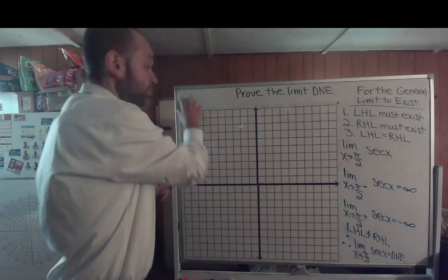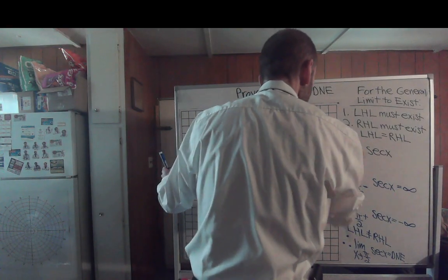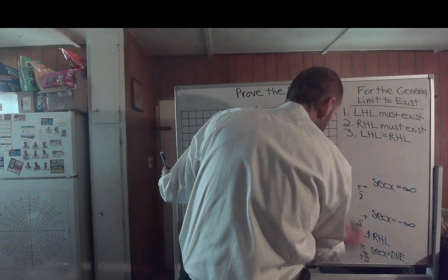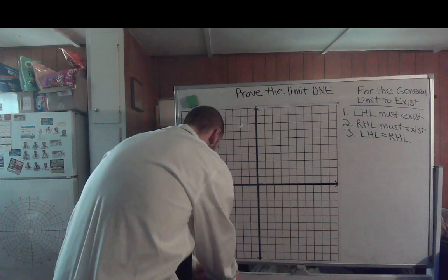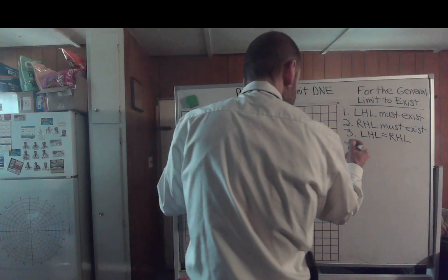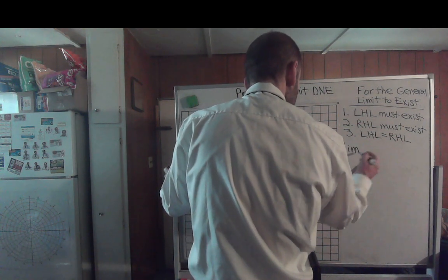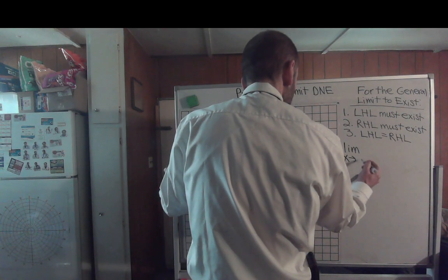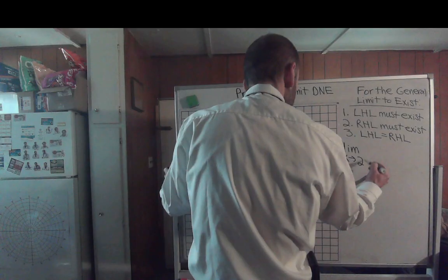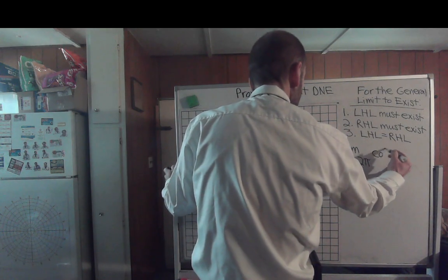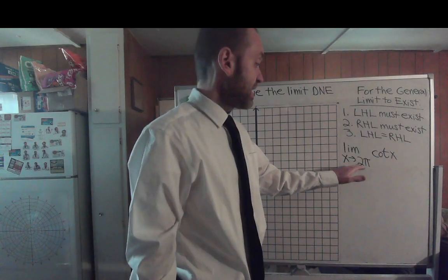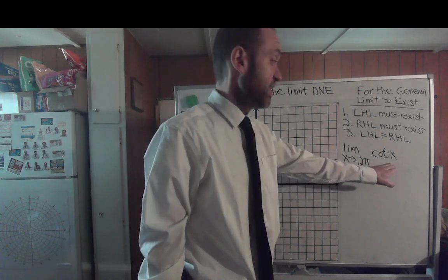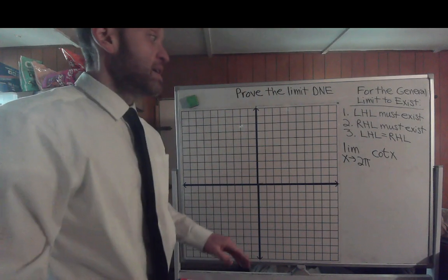Okay, let's do one more. And I think we'll also do a trig function. Let's take the limit as x approaches 2 pi of the cotangent of x. So we're going to prove that the limit as x approaches 2 pi of the cotangent of x does not exist.